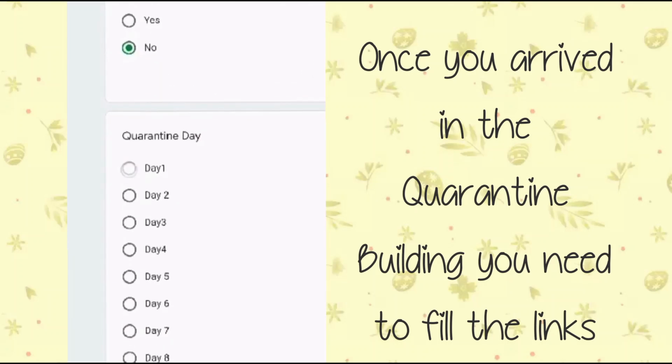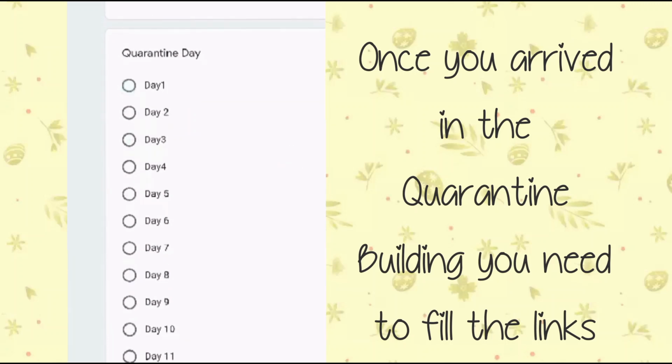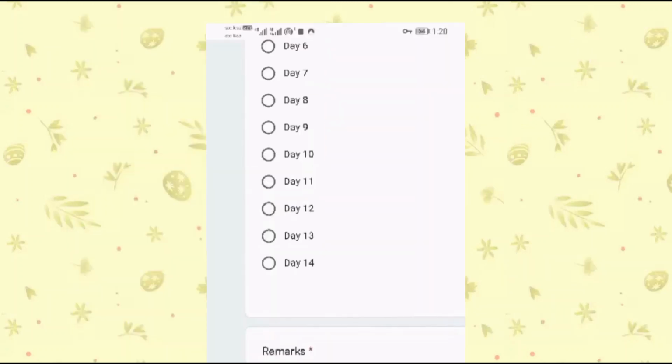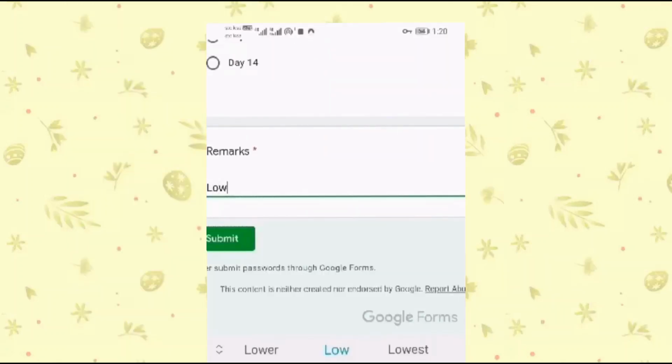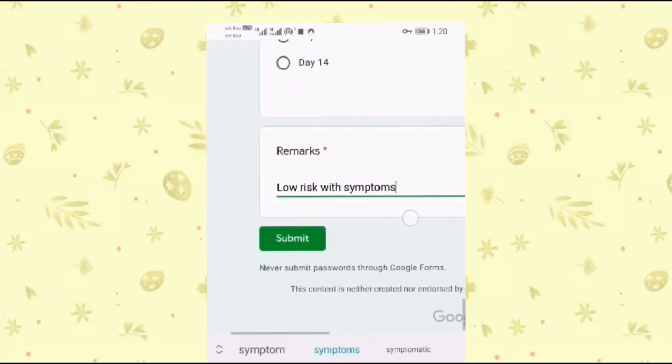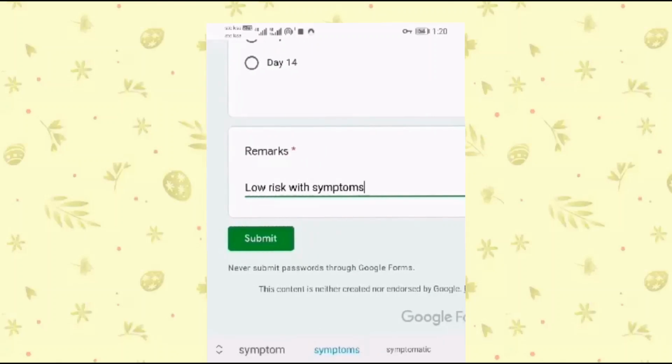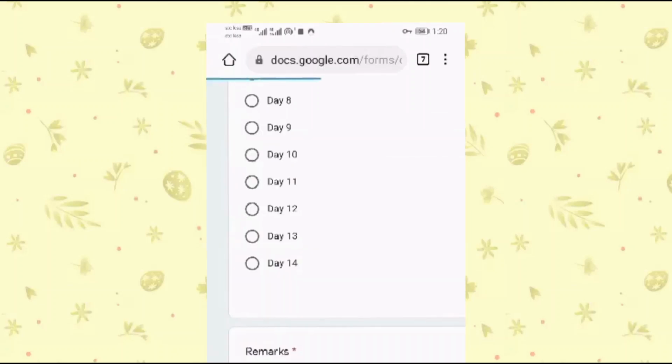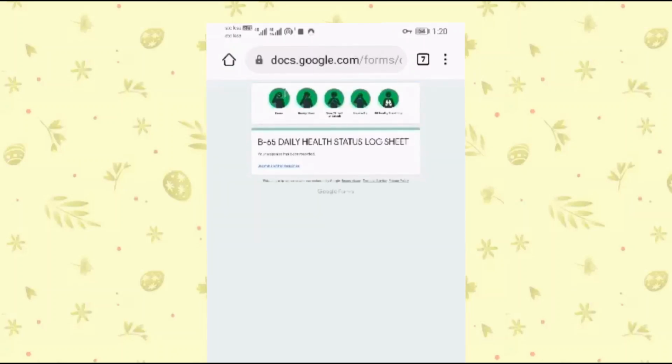Quarantine day. So this is the first day. Then remarks. You will put what kind of risk you are. Low risk with symptoms. Why am I low risk? Because I have complete PPE, wearing a PPE, and I don't have any contact with any positive COVID patient. Then just submit it, and your response has been recorded.